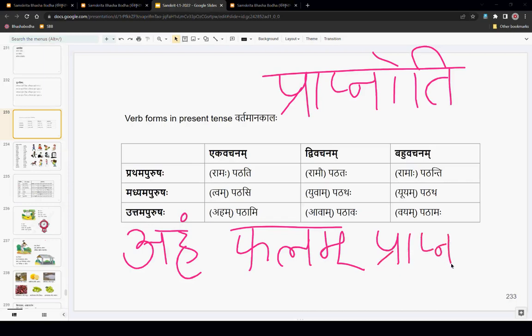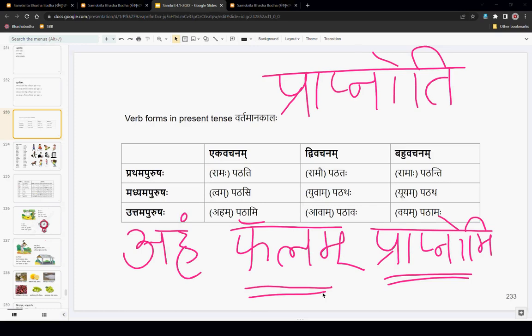So here the pra upasarga asti, aap dhatu asti. So here this is Uttama Purusha, this sentence. Ekavachana. She is forming it like Patami. This is Uttama Purusha Ekavachana Prapnomi. So the meaning of Prapnomi is? I get. I get what? The question comes, what? Phalam. I get or I obtain.